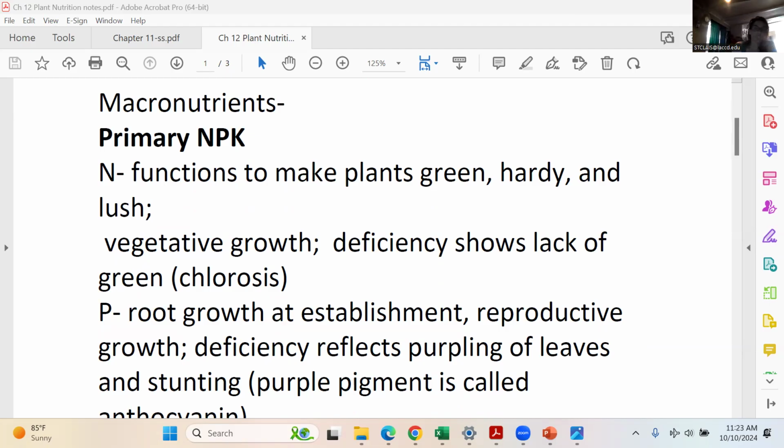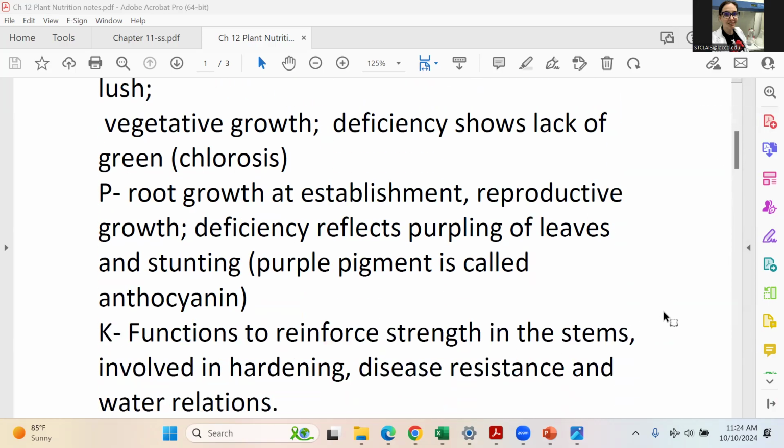Now, nitrogen functions to make plants green. Sometimes we'll call nitrogen the stay green nutrient. It makes the plants green, hardy, and lush. It is effective for promoting vegetative growth. And if we have a deficiency, then it will show a lack of green in the tissues. In other words, the tissue is going to look chlorotic.